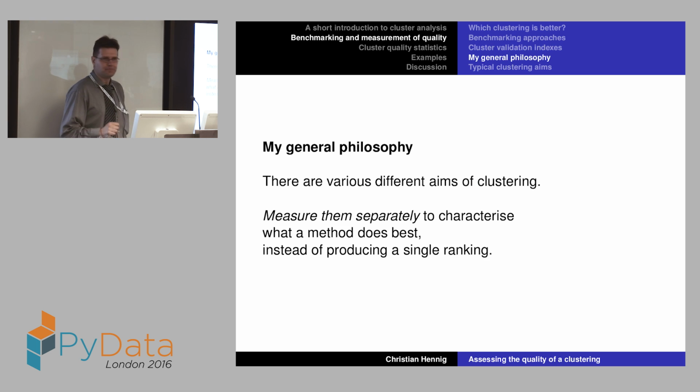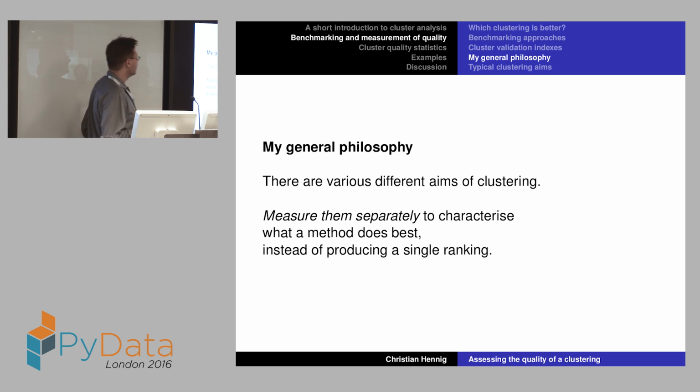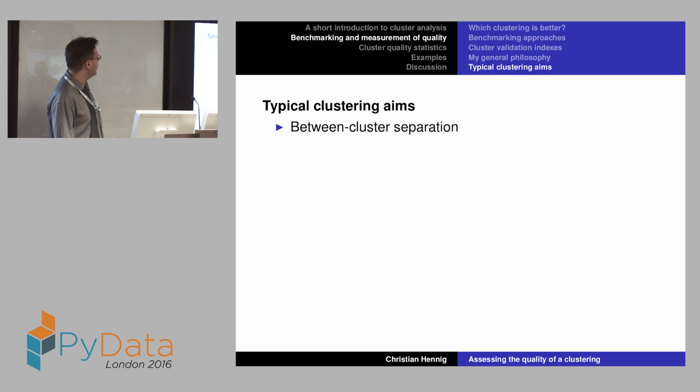So actually, I think there is some kind of wrong philosophy behind this. Because my general philosophy is there are various different aims of clustering, and in different applications you may be interested in different things. And I would want to measure them separately to characterize what a method does best instead of summarizing everything in a single number. And here is a list of typical clustering aims.